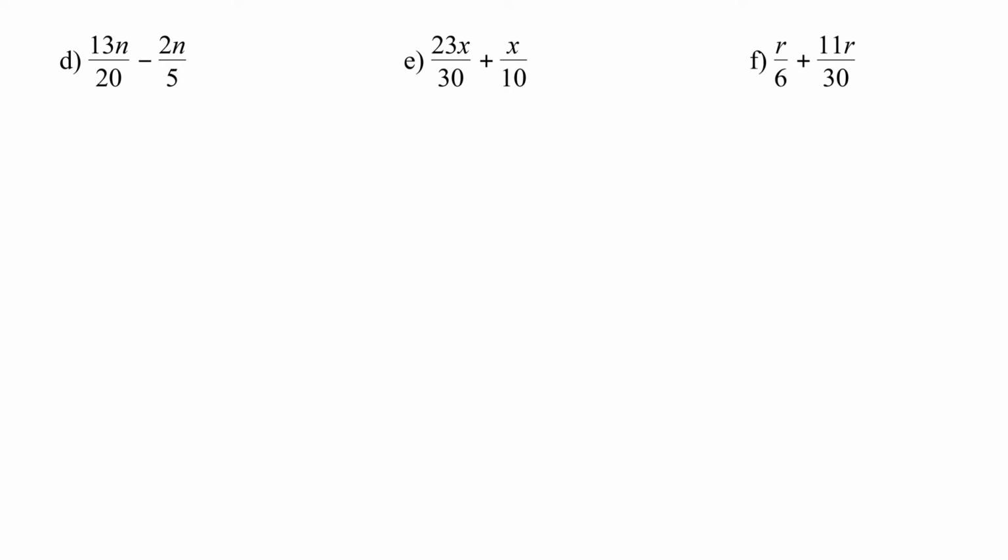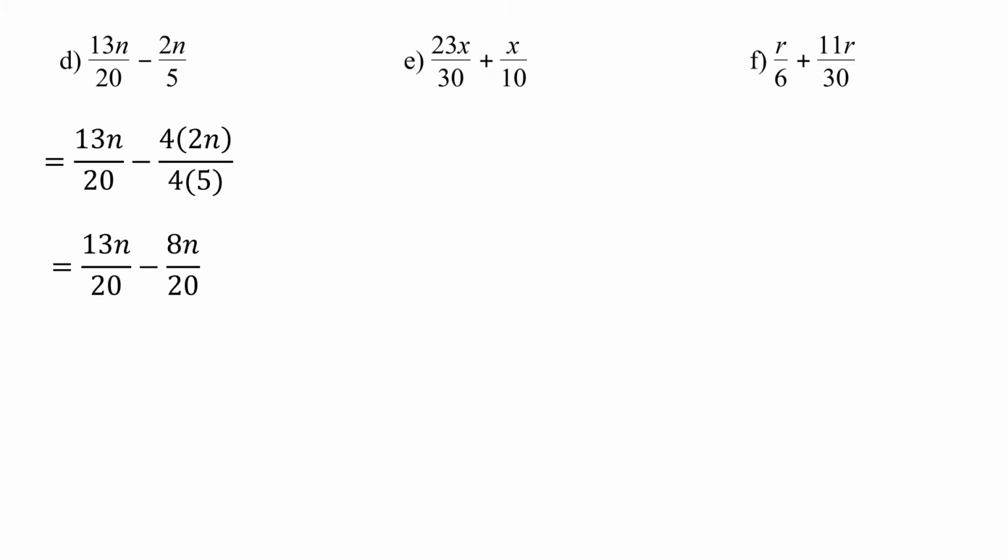So with these ones, they're also still going to have one multiply up to the other. So we have 20 and 5, so we're going to multiply that 5 by 4 to get it to 20. Got to do the same thing to the top. So then we have 13n minus 8n over 20, which gives us 5n over 20.